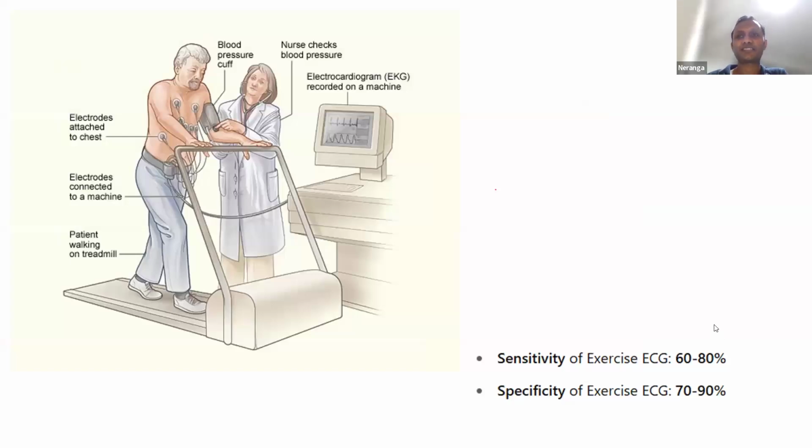Exercise ECG usually has around 60 to 70% sensitivity and specificity. But the patient should not have an LBBB pattern on the ECG. The patient should not be on digoxin. If the patient has resting ECG ST segment changes, it's very difficult to diagnose. But if the patient has a good exercise capacity, if they exercise for more than 5 minutes, it's a good thing.